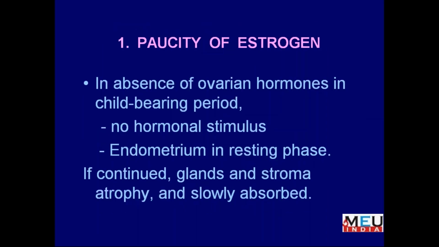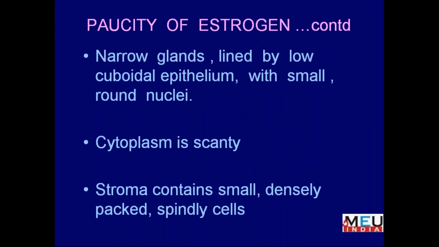If there is paucity of estrogen, especially in the absence of ovarian hormones in childbearing period, we find that there is no hormonal stimulus and the endometrium is in resting phase. If continued, the glands and stroma gradually atrophy and are slowly absorbed. The narrow glands are lined by cuboidal epithelium, and small nuclei are seen if the paucity of estrogen continues. The cytoplasm is quite often scanty, and stroma contains densely packed spindly cells.